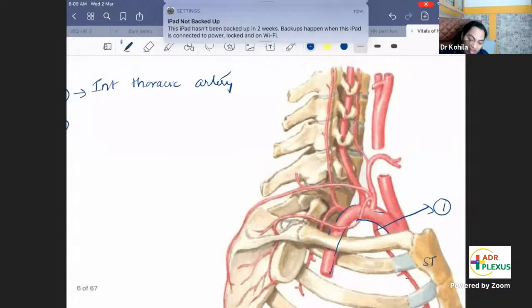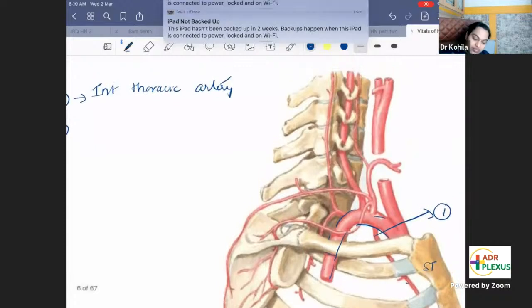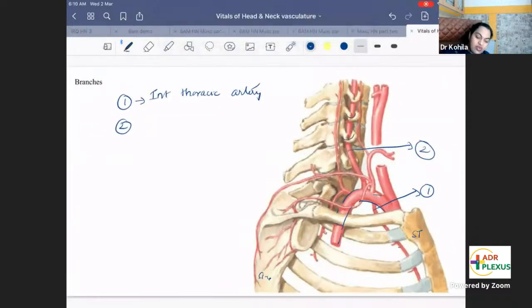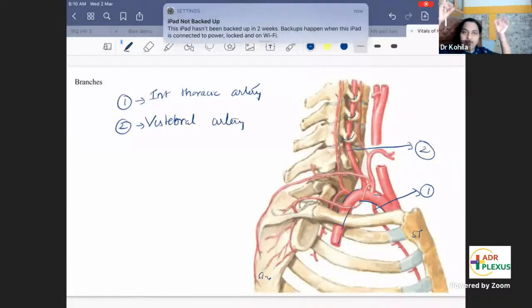And then this one, number 2. You can see it passing through the foramen transversarium of the transverse process of your cervical vertebra. Very good. So that's the main clue. The only artery passing through the foramen transversarium of your cervical vertebra, C1 to C6.